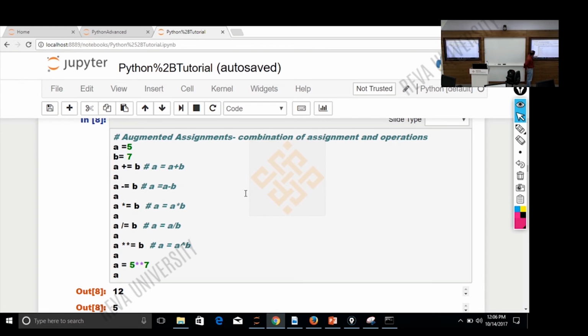What is going to be the value of A? That comes out to be 12. So A plus B is 12, right? In the next one I'm saying A is going to be A minus B. Then I'm printing the value of A again.